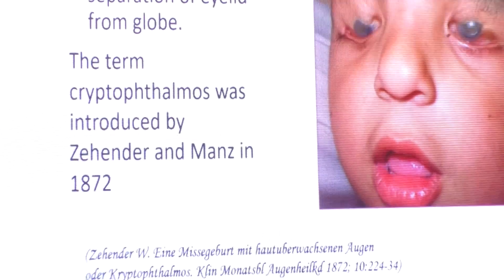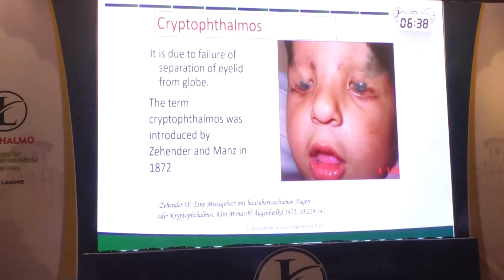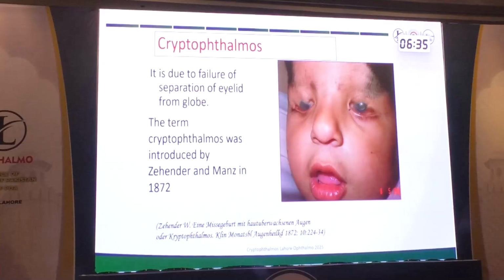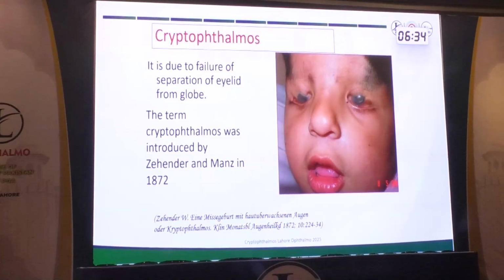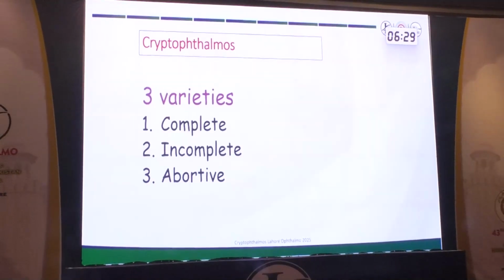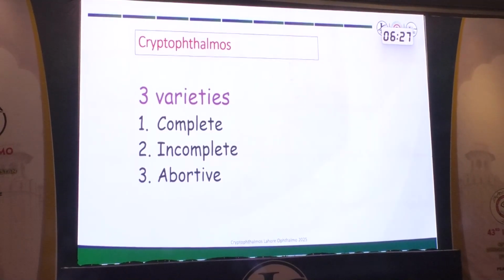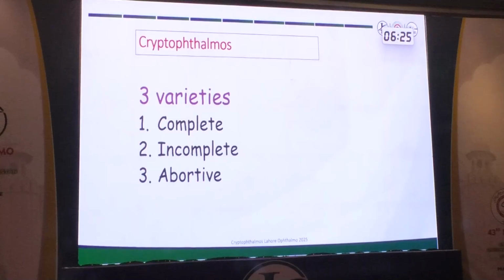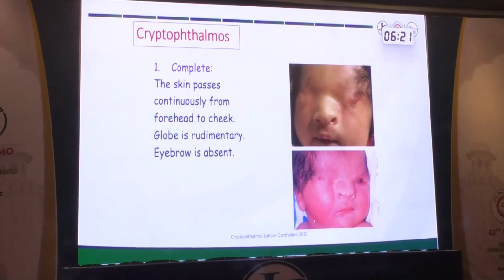Cryptophthalmos is failure of separation of the eyelid from the globe during gestation, and the term was first introduced by Zander and Manz in 1872. There are three varieties: complete, incomplete, and abortive type. In the complete variety, the skin passes continuously from the forehead to the cheek. The globe is rudimentary and the eyebrow is almost absent.